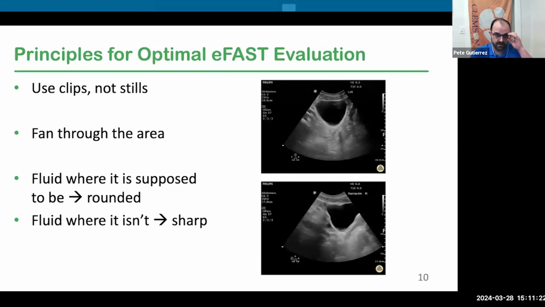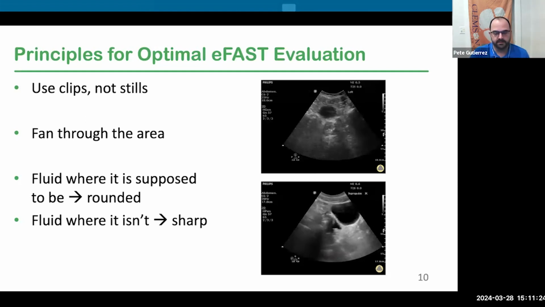So think the bladder, the gallbladder, cysts, things like that.